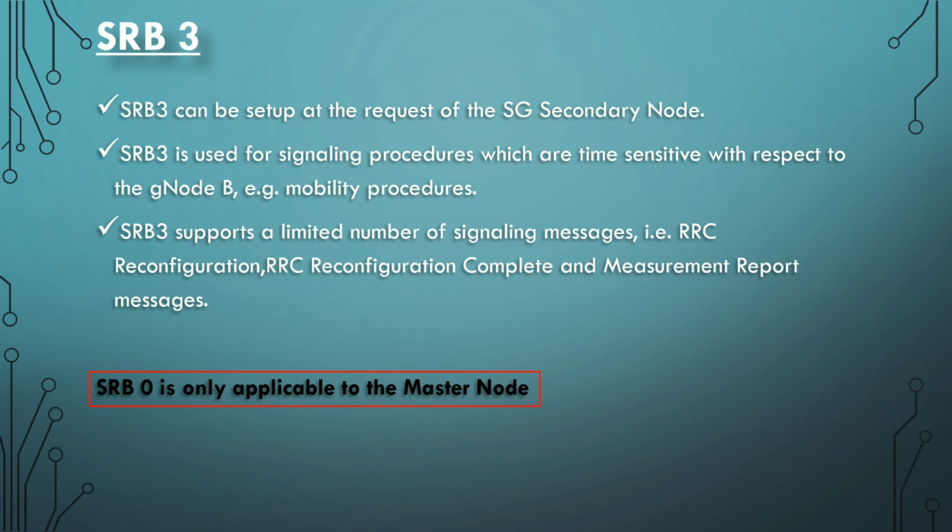SRB3 supports a limited number of signaling messages. As you can see, we have written three types: RRC reconfiguration, RRC reconfiguration complete, and the measurement report messages. These messages are supported by SRB3. And one more point to be noted: SRB0 is only applicable to the master node.